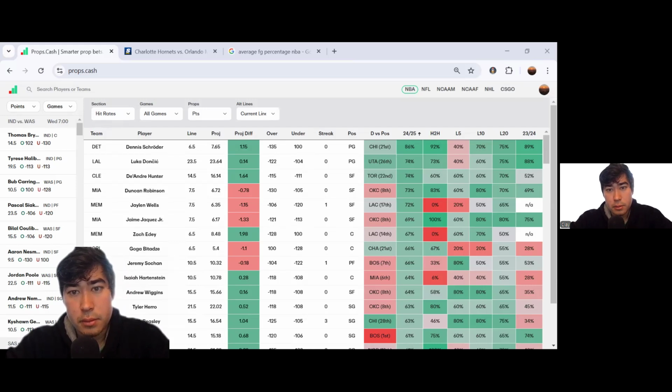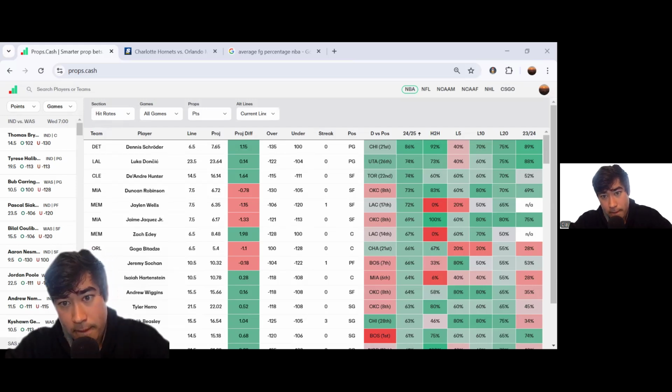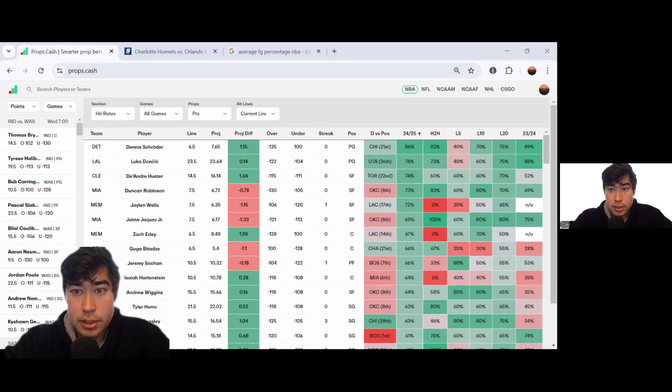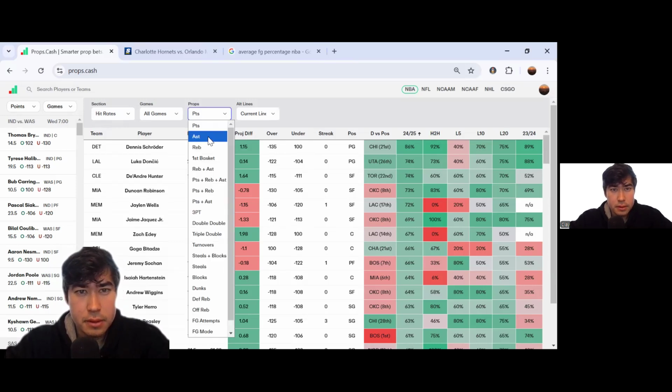Let's go to rebounds. Rebounds, we want a 1+ edge in either direction. And then we want assists. We also want a 1+ edge in either direction. So how we're gonna project assists: props.cash has a great feature for this.